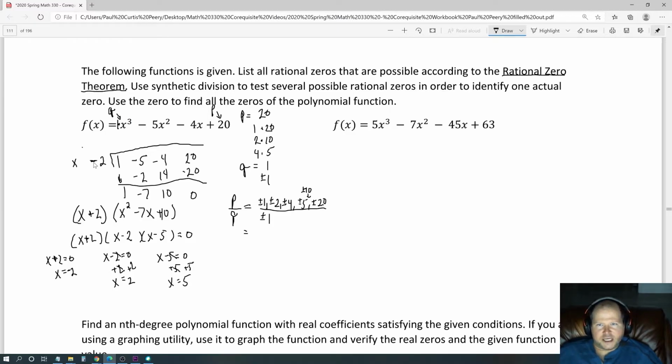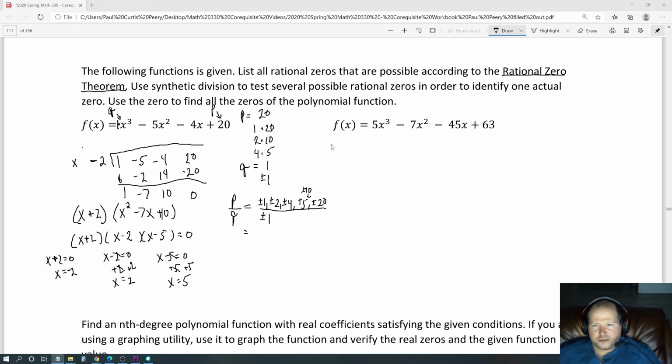And there we go. It says, use synthetic division to test several possible rational zeros in order to identify one actual zero. Use the zero to find all the zeros of the polynomial function. So if you start with a third degree polynomial and you find the first one, as long as the rest of it's easily factorable, you can just solve the rest of it using a different method. So for instance, I can do the same thing on this one. And I did work ahead a little bit on this one as well, just because I don't want to go through dozens of different possibilities.